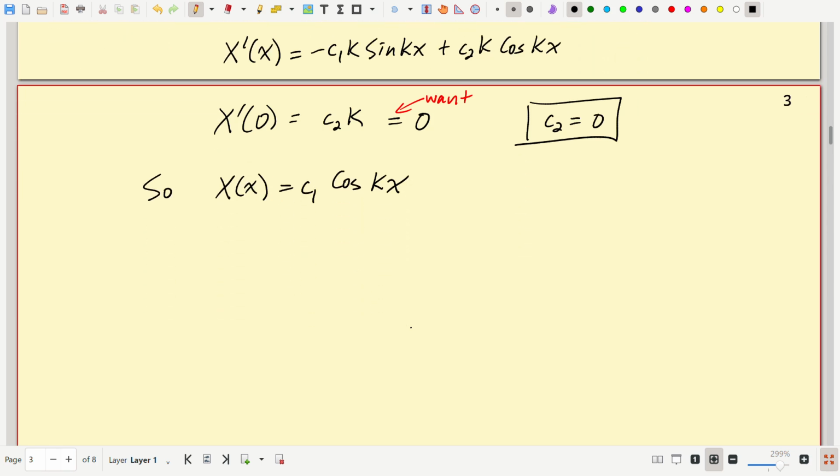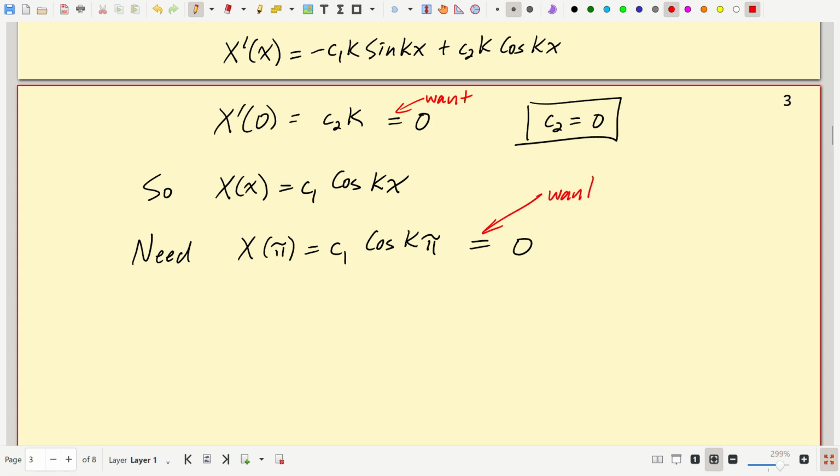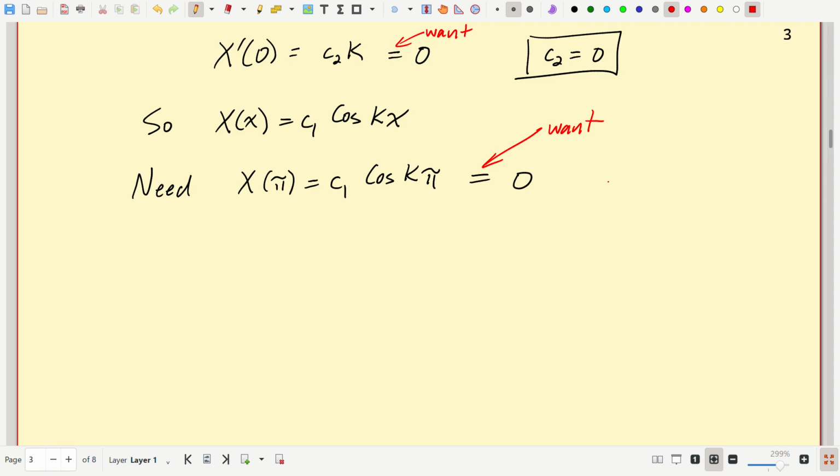And so now the last thing I need is the other end to be 0. So X at pi is going to be c1 cosine k pi, and we want that to equal 0. And we don't want c1 to be 0, because then we'd get the 0 solution again, and we'd strike out and get nothing.